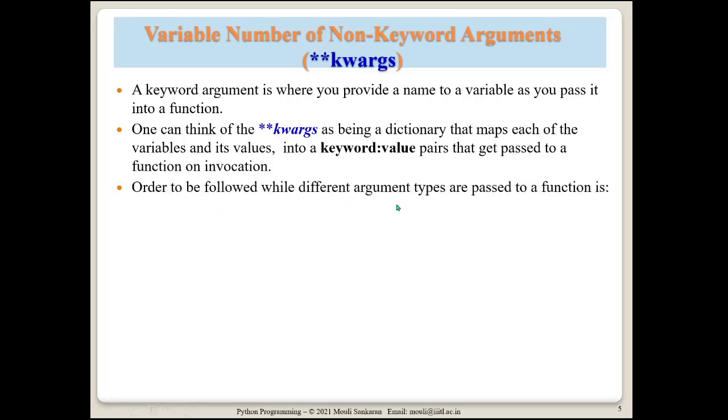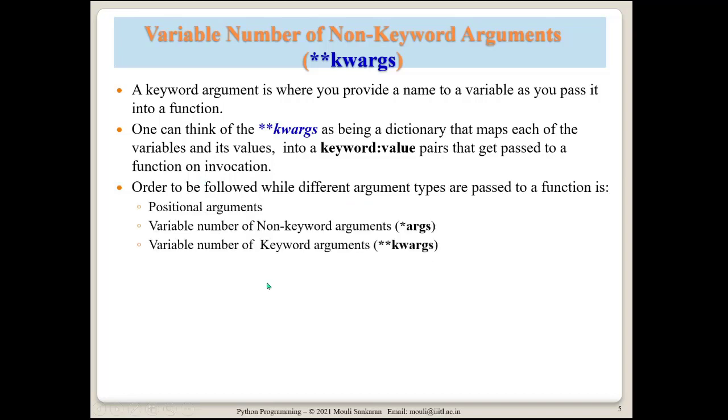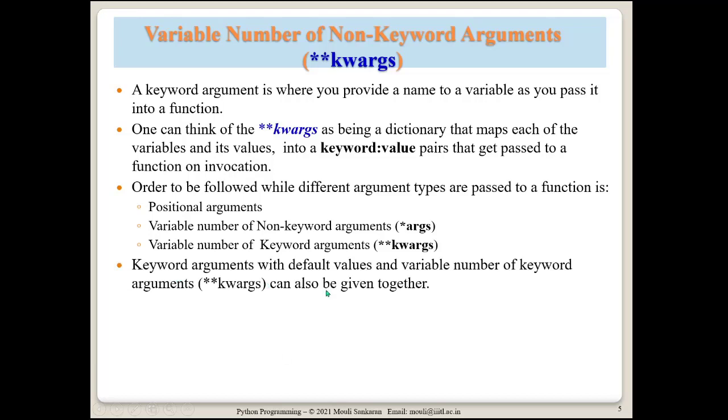So order to be followed while different argument types are passed is positional arguments, variable number of arguments, and this I already mentioned. Keyword arguments with the default values and variable number of keyword arguments can also be given together. So you can also have a default value similar to this. Okay, suppose you want to give a default value and then the rest of it you want to capture it like this, you can do that. Okay, so that the function definition should be like this.